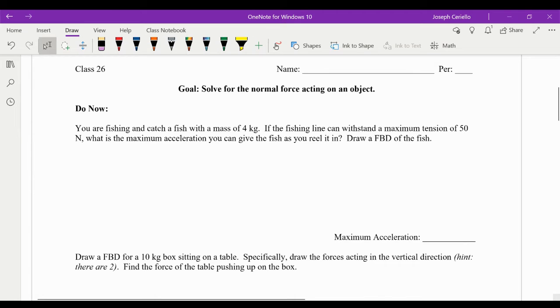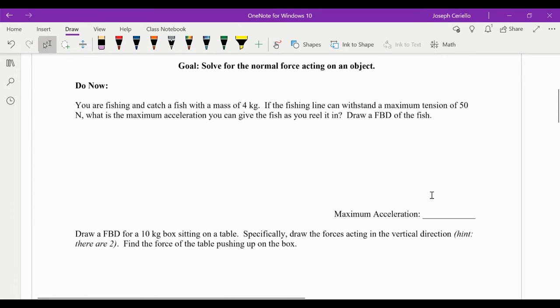Welcome to class number 26. Our goal for today is to solve for the normal force acting on an object. So our do now is just a quick little review of what we did last class. It's a free body diagram question.